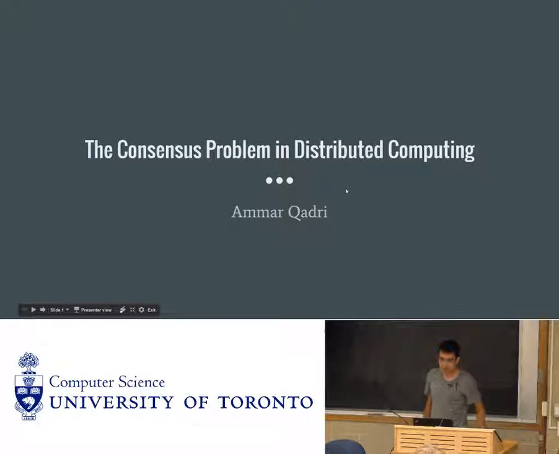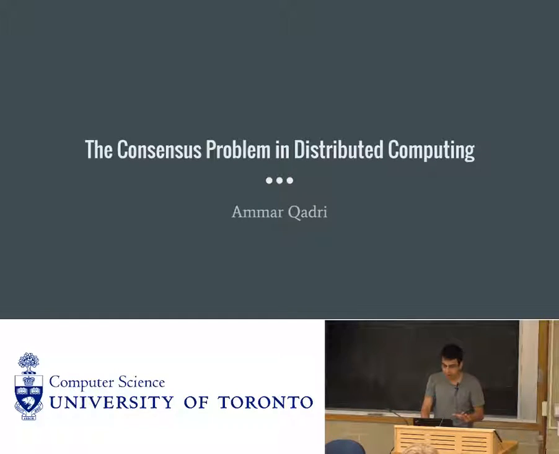Okay, so I'm going to be talking to you today about the consensus problem in distributed computing. Consensus is a fundamental and probably the fundamental problem in distributed computing. When you know that your system can solve consensus amongst some number of processes, that's able to tell you something about the computational power of that system.